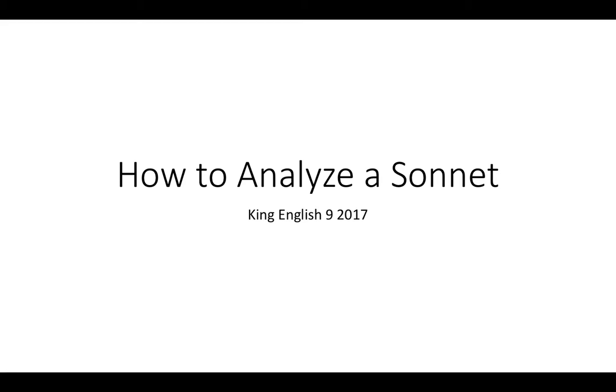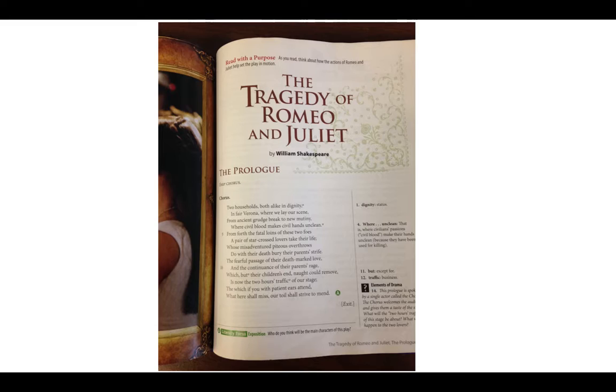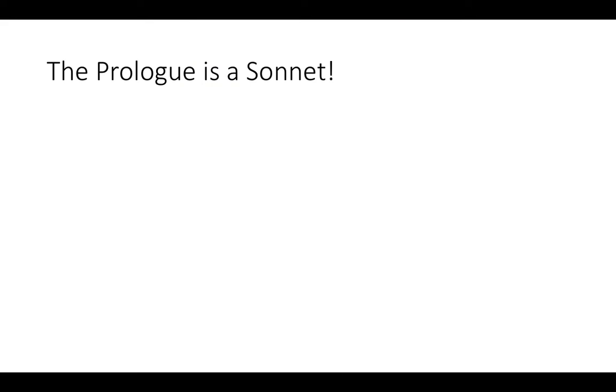Here's how to analyze a sonnet. The opening of Romeo and Juliet is said by the chorus. The chorus is one person who walks out on stage and delivers these lines. We read this in class. The prologue is actually a sonnet. A sonnet is a type of poem that William Shakespeare wrote a lot, and we're going to analyze it.